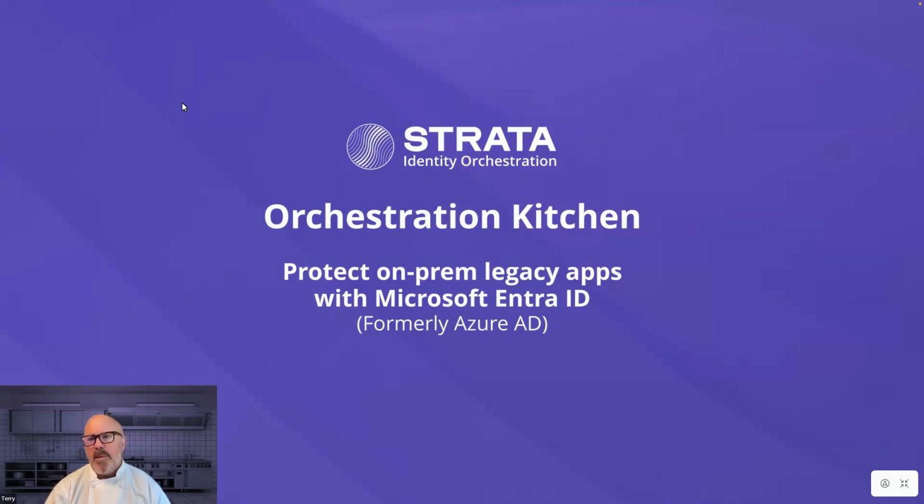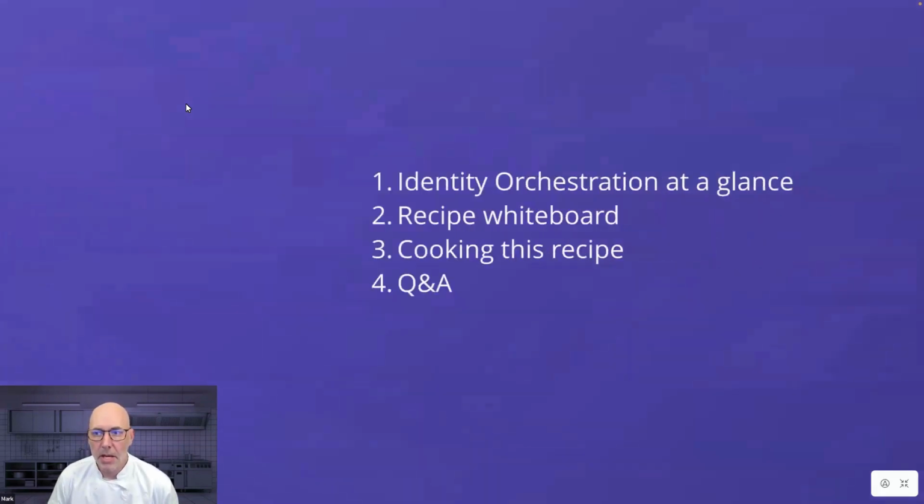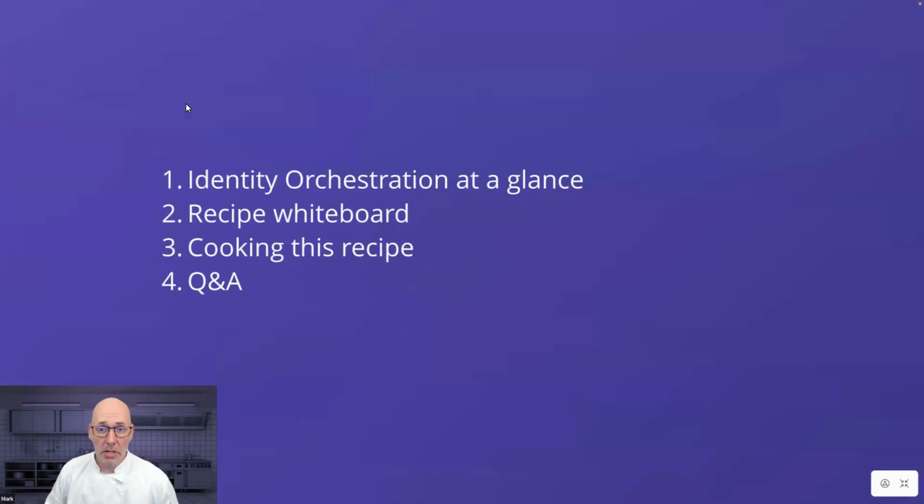Great. Well, let's take a look at how we're going to go through today's Orchestration Kitchen session. So we'll start with, as we do in every one of these workshops, a quick refresh about what identity orchestration, the technology, is, and how it actually plays a role in this. We're going to then do a recipe whiteboard where we're going to go through the visuals and actually show you in diagram how the recipe would play out.